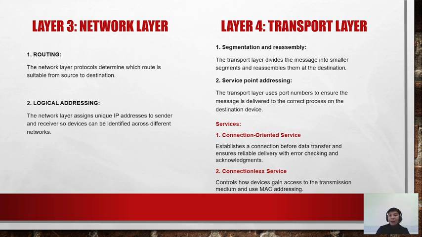The transport layer can also provide two types of services. Connection-oriented service, which establishes a connection before sending data and ensures reliable delivery with error checking and acknowledgement. And connectionless service, which sends the data without setting up a connection, making it faster but less reliable.